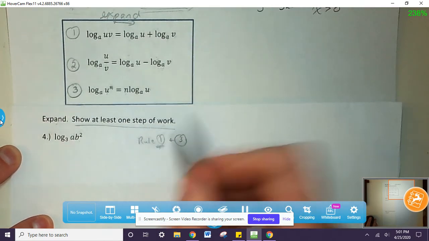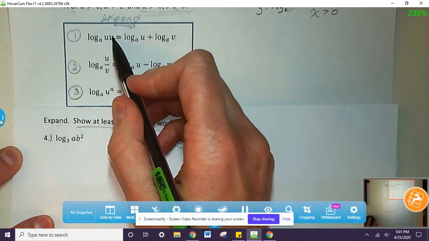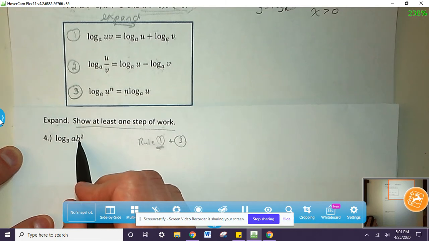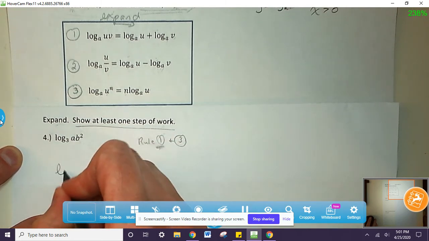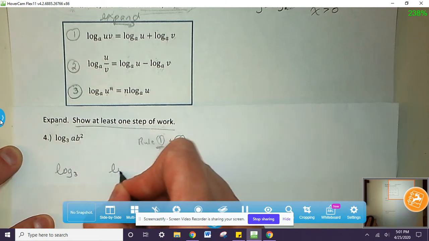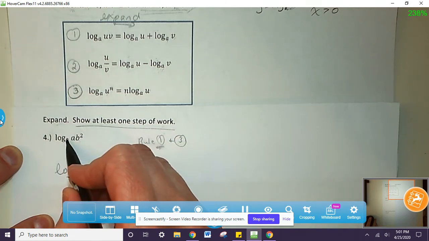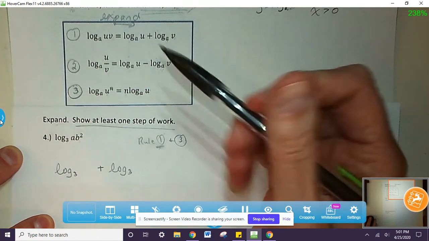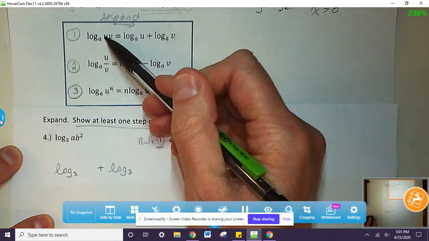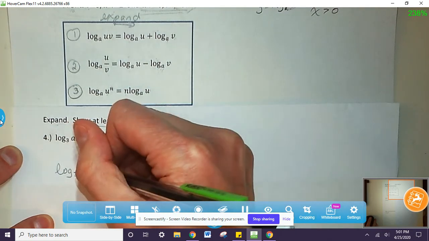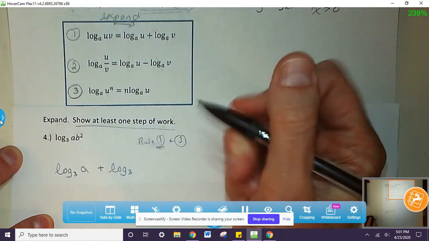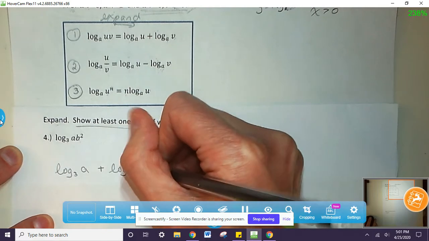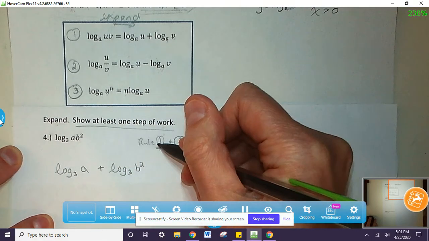For Rule 1, we have to identify a first factor and a second factor. Our first factor here is A. Our second factor here is B squared. So we're going to write log base 3 and log base 3. Whatever the base is, we keep it. We're going to put a plus. What goes inside of the first log is the first factor, so the first factor here was A, that goes inside the first log. What goes inside the second log is the second factor. The second factor here is B squared. So we have successfully applied Rule 1.